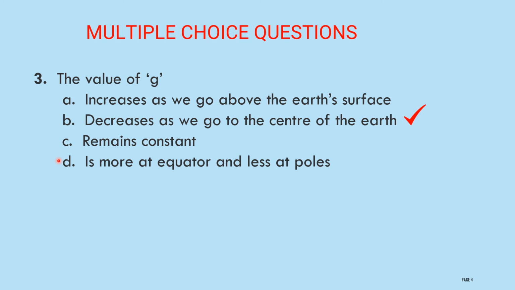The value of g is directly proportional to the mass of the body, but inversely proportional to the square of the distance between the objects. As we go towards the center of the earth, the distance R changes, and as the value of R increases, the value of g decreases as we move to the center of the earth.